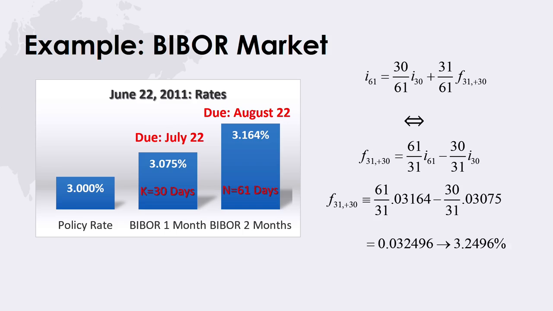This is higher than the spot one-month interest rate. Why is the interest rate on the second half of the two-month interest rate higher than the interest rate on the first half?